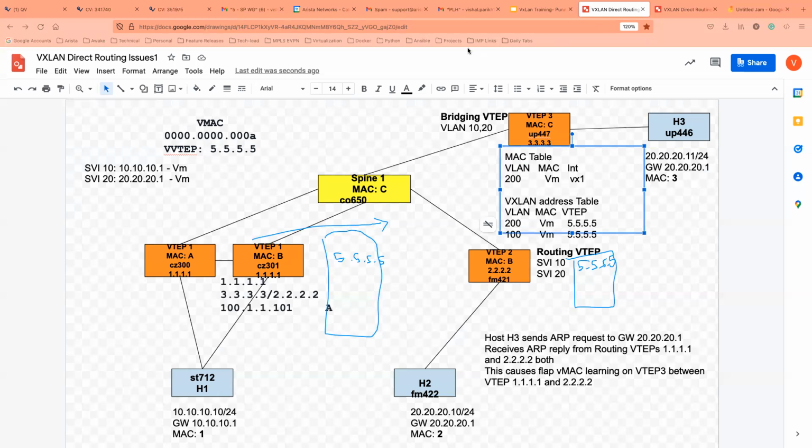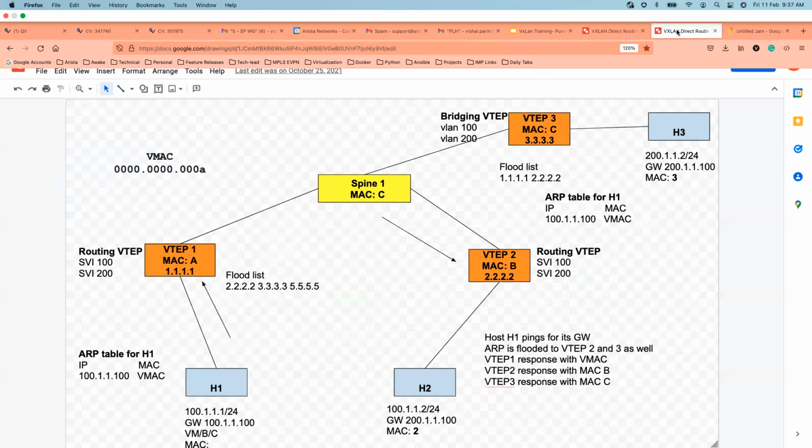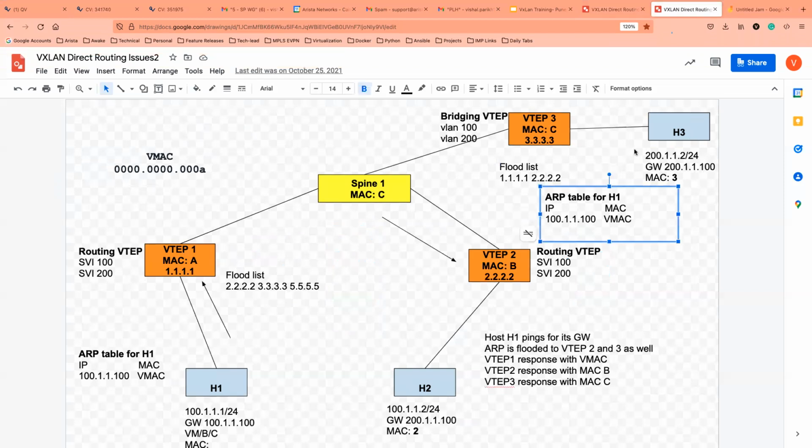Yes, clear. Okay, perfect. So now let's move to the next issue. This is one of the issues if we don't have the VTEP IP. There is another one, which is this one. Let's say H1 host is sending out a ping for its gateway. H1 wants to send a packet to any other VTEP, let's say 200.112. So it will send out an ARP request to the gateway.